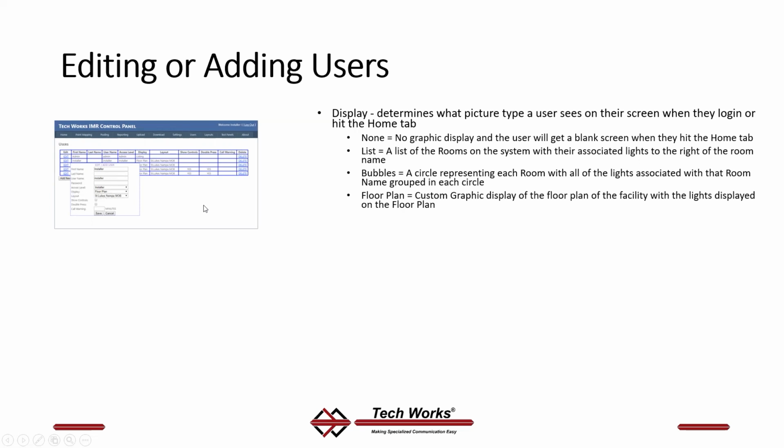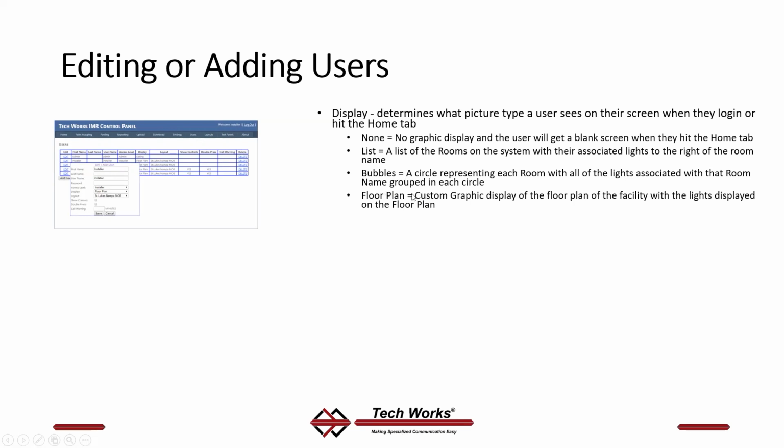What kind of display do they get to see? This is where you tell them no graphic. They don't get to see nothing. That means they're only allowed to edit whatever they're allowed to edit. They can't look at anything. That makes no sense because most people want to look at something. Or you put list mode, and then they get a list of whatever rooms are active on the system. Bubbles is the little circles, or a floor plan.